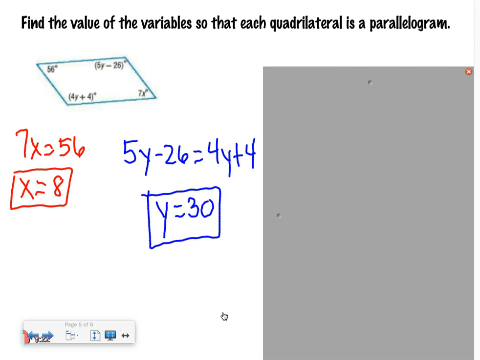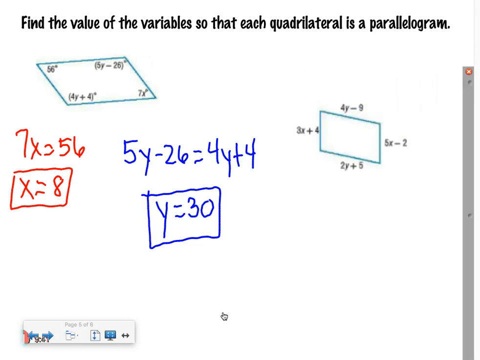You could have done 56 plus 4y plus 4 is 182. Yes, you sure could have. Did you guys hear that? Remember that consecutive angles are supplementary? So if we know that this is 56, then these two would have to add to 180. Yep, that works as well. Good job. Then what do we know about opposite sides? They're congruent, so let's find x and y.